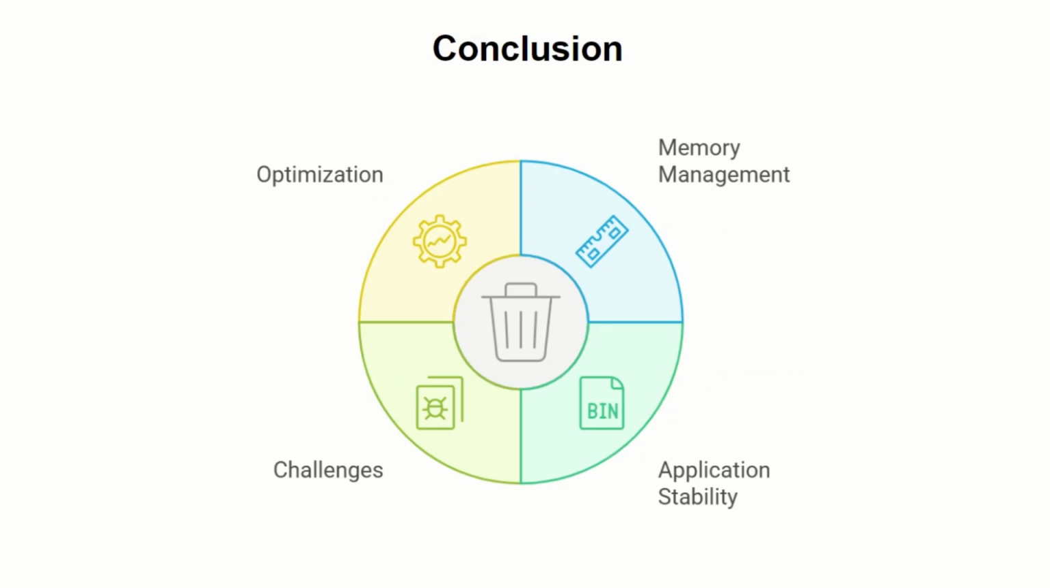To summarize, garbage collection automates memory management, making it easier to handle memory allocation and deallocation without manual intervention. It helps improve application scalability and stability by preventing memory leaks, but it also introduces some challenges like GC pauses and overhead. Proper configuration and monitoring of GC can optimize performance and minimize its impact on the application.